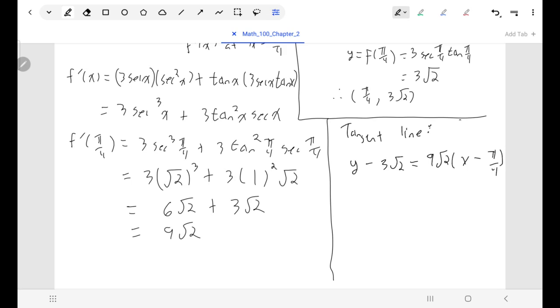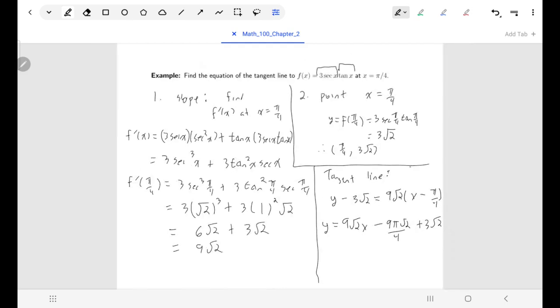And then the only thing really to do is just sort of expand this and move everybody over to one side. So when I do that, I'll have 9 root of 2x minus 9 pi root of 2 over 4 plus 3 root of 2. I mean, it doesn't look spectacularly wonderful as a set of numbers, but not everything has to look nice. There we go. There's our equation of our tangent line to that function at that point when x is pi over 4.